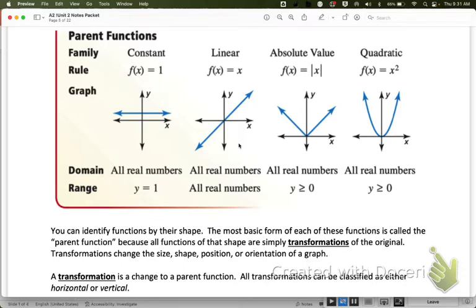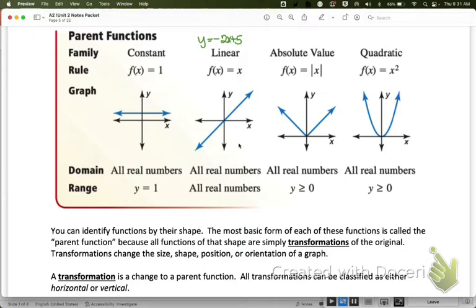Now, this is not new. The one we're most familiar with already is a line. So the parent function for a linear function is f of x equals x or y equals x. But we know from what we've seen that we can change the m and we can change the b. So I can say negative 2x plus 5. That is a transformation on the parent function. I've moved the y-intercept and I've changed the steepness and the direction of the line by changing the slope.